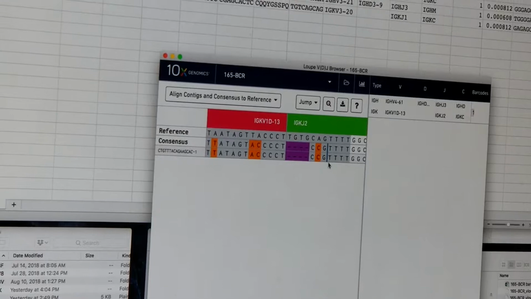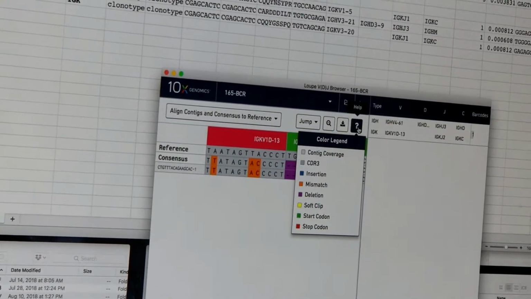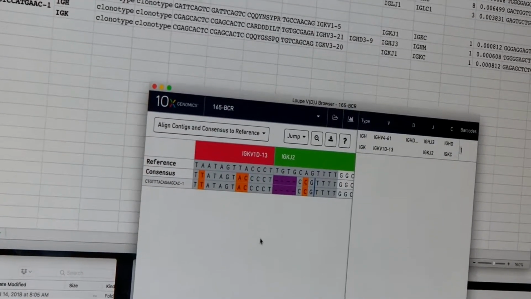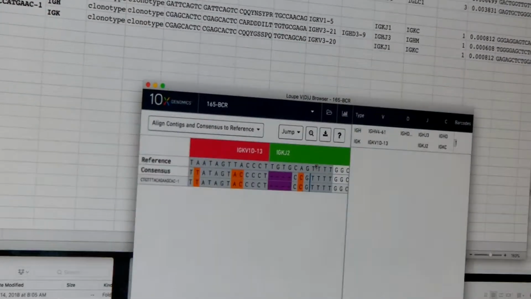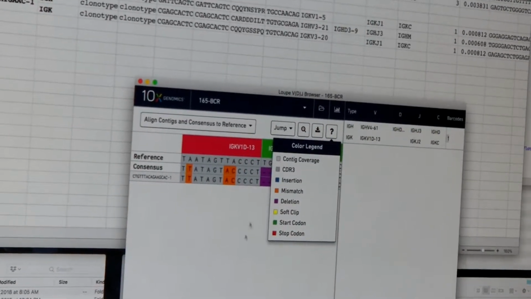Oh, purple is deletion and orange, I guess, is insertions. Yeah, I have to always look at my color scale here. Yeah, that's right. Okay. So where's that color scale? The question mark, right. Yeah, the question mark will show you what the colors mean.